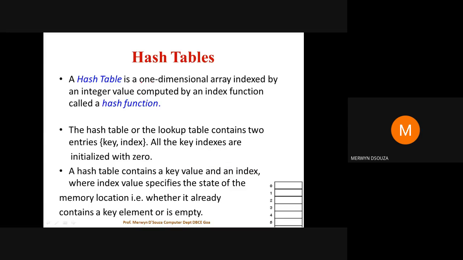So basically, again we are just doing what we have done in the previous slide. Again, we are defining the hash table. A hash table is a one-dimensional array. It has some indexes, so these are your index values here: 0, 1, 2, 3, 4, 5. And we insert the data using the hash function. It contains two entries, key and index. The keys will be stored inside and the index is outside.